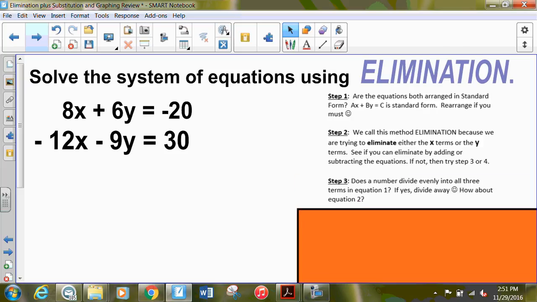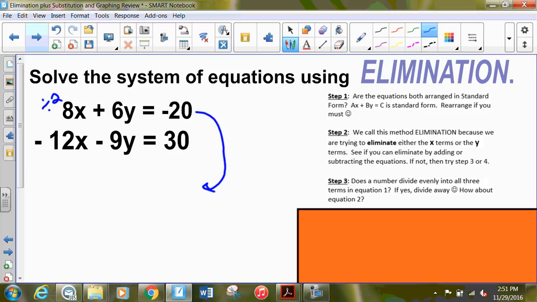And so step 3 says, does a number divide evenly into all 3 terms in equation 1? So we look at 8x, we look at 6y, we look at negative 20, and we say yes. 2 goes into all 3 numbers. So we make a note to ourselves that we're dividing by 2. And as long as we do that to all 3 terms, we're going to be fine.